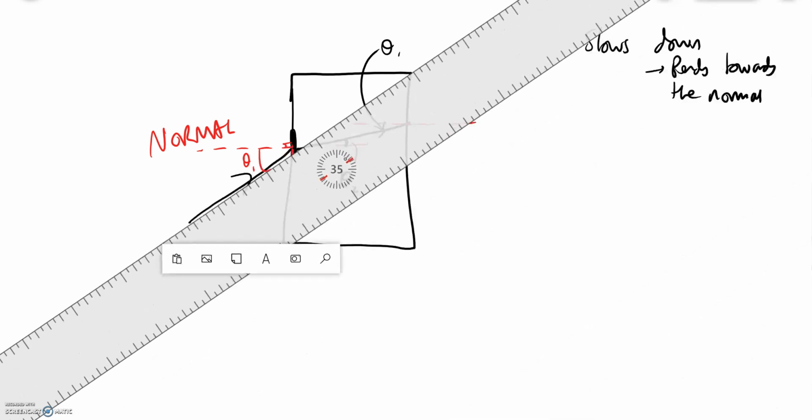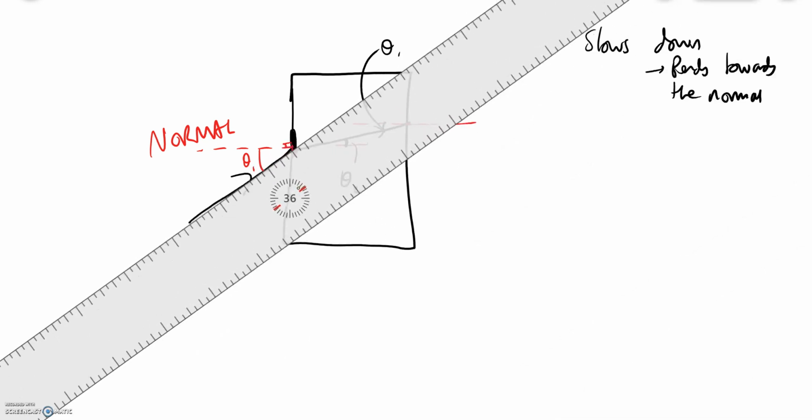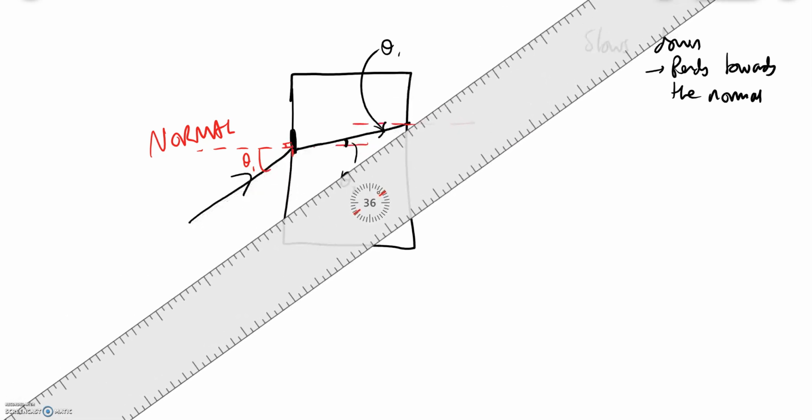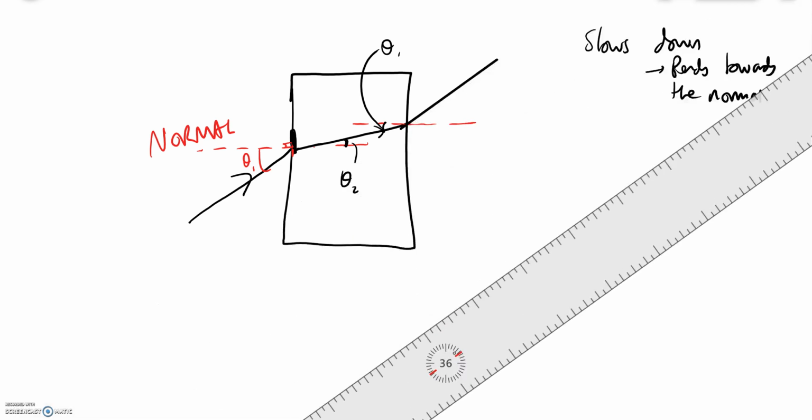Now, the key thing is when it comes back out, because it's going back from glass to air, it actually comes out parallel to the initial ray, and that's important if you're drawing this in exam. So I'd expect it to be somewhere over there. And don't forget to put arrows on to represent the direction. So that's what happens when light goes from air to glass to air.